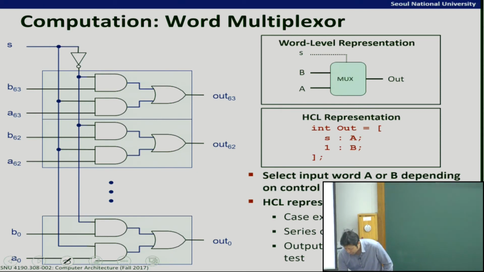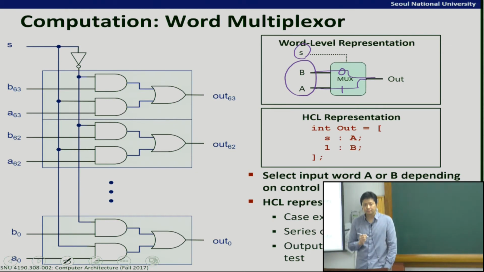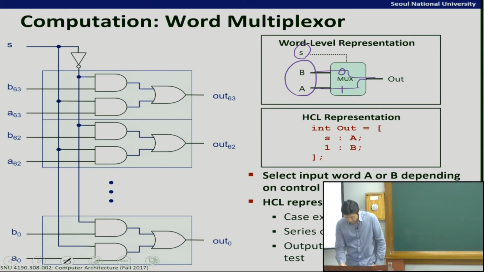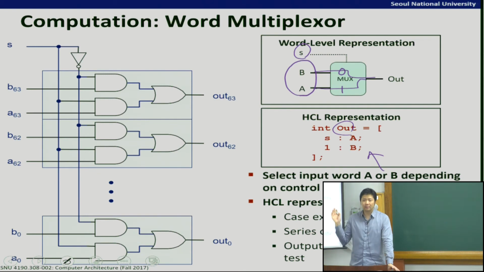We can expand it to a word multiplexer, in the same way. The block diagram looks like this: it takes 2 words as input, A and B, and takes 1 bit as a selection signal. If the value is 0, then word B will go out. If it's 1, then word A will go out. In HCL representation, we use this format. In this case, the output is a word, generally an integer, and it's like a switch case statement, if you understand the C language switch case.